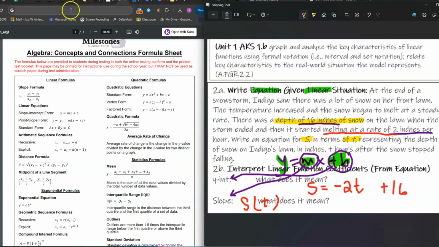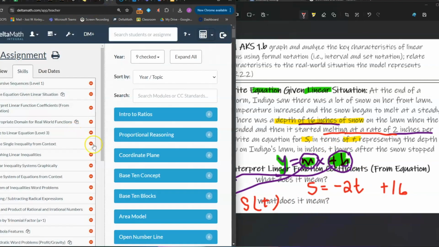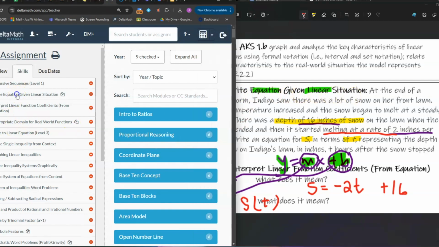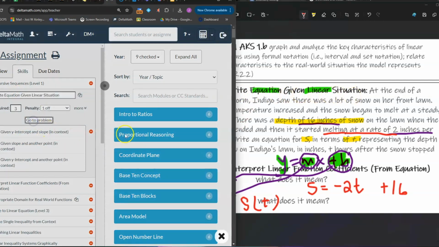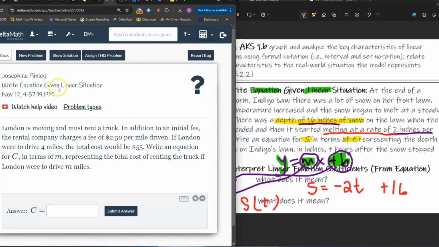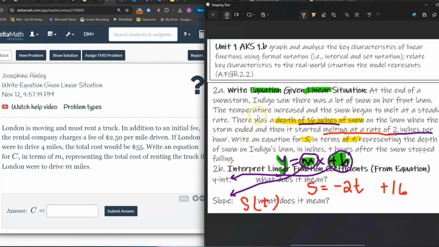And that's it. So what you're going to do is go into your Delta Math. You're going to find the question that says write equation given linear situation, which is question number 2. You're going to answer those problems. And if you have any issues, you're going to come and see me. After you finish that, you're going to do 2b.